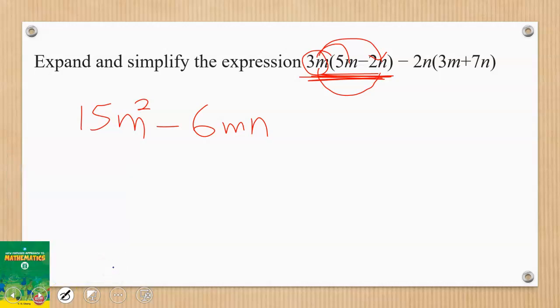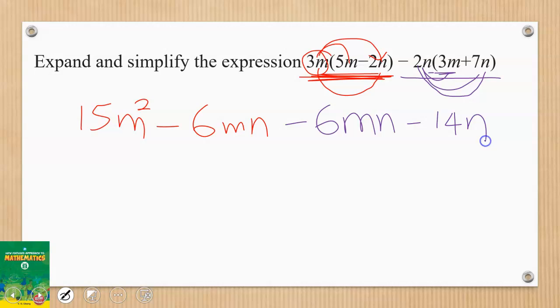Okay, the next one is we are to multiply negative 2n also across this. That's what we call a distribution. We are distributing the number outside to the numbers inside. So negative 2 times 3 will give us negative 6. Our mn will be mn. That means n times m will give us mn. Then again, we pick the same negative 2n to multiply 7n, and that will give us negative 14n squared.